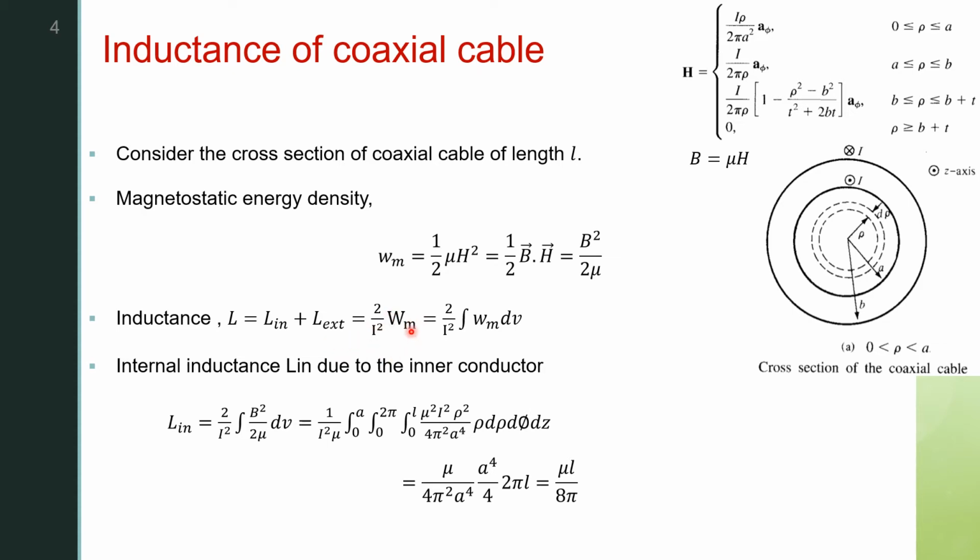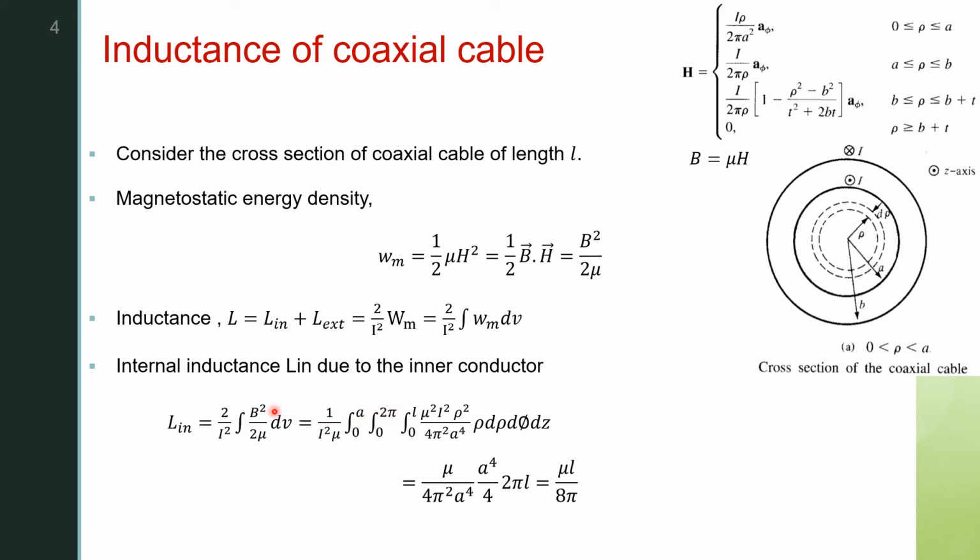So the inductance in terms of magnetostatic energy density is 2 by I square integral over volume Wm dV. So first let's move on to determining the internal inductance due to the inner conductor. From this expression, we know L internal is equal to 2 by I square integral Wm dV. Wm represents magnetostatic energy density, that is B square by 2 mu. So we have B square by 2 mu dV. So this is equal to 1 by I square mu, integral of B square dV, volume integral. So we have the integral varying for rho, phi and z. Rho varying from 0 to a, phi from 0 to 2 pi and z varying from 0 to L.